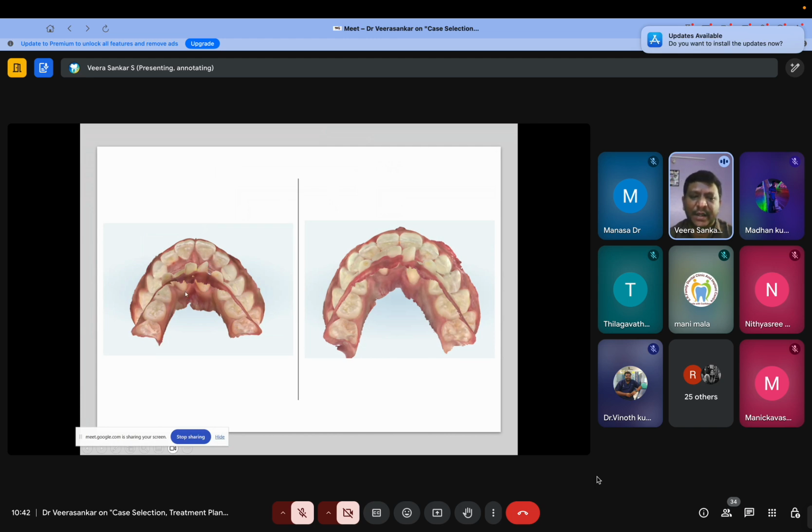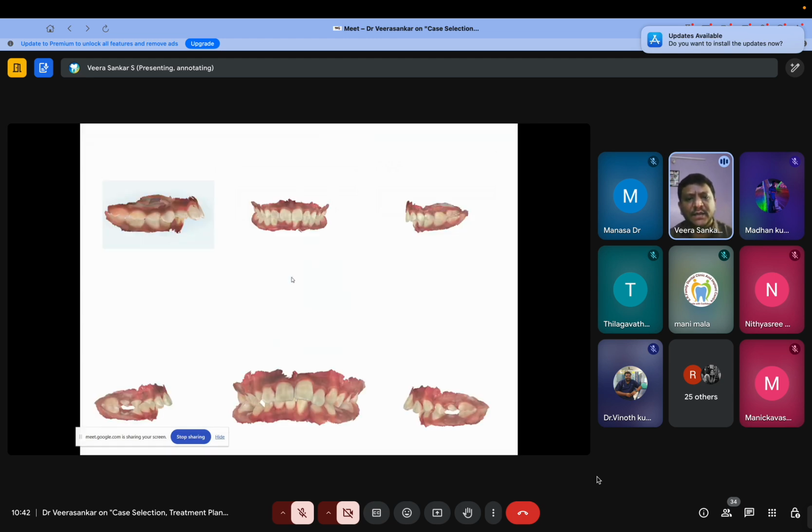It is a severe deep bite and traumatic bite, but the patient is traveling abroad, so they are reluctant to go ahead with the twin block therapy, and the patient was not comfortable with the conventional twin block therapy. So we suggested they go ahead with clear aligners along with mandibular advancement.